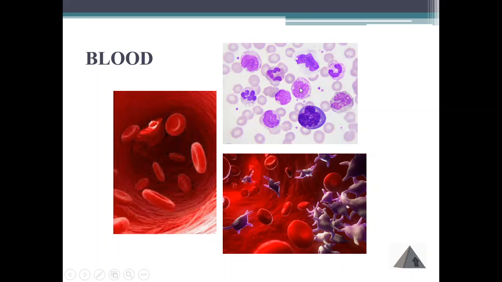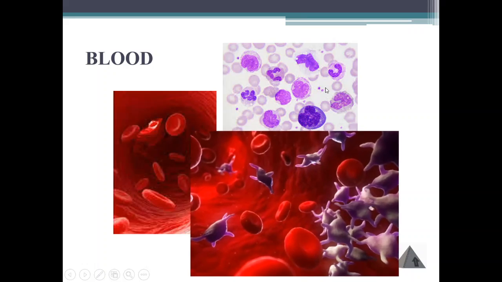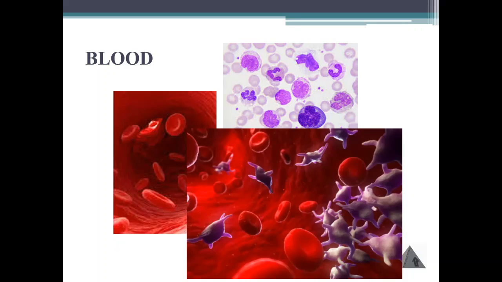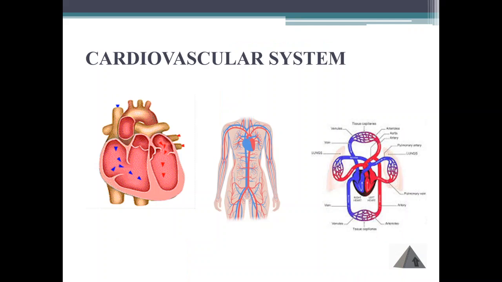WBCs don't contain any color, but by giving color we can see the WBCs in this manner. And then finally the platelets, which are involved in coagulation when we get injured, meaning injury of any blood vessel. The platelets get activated, go to the injured site, and repair the blood vessel.